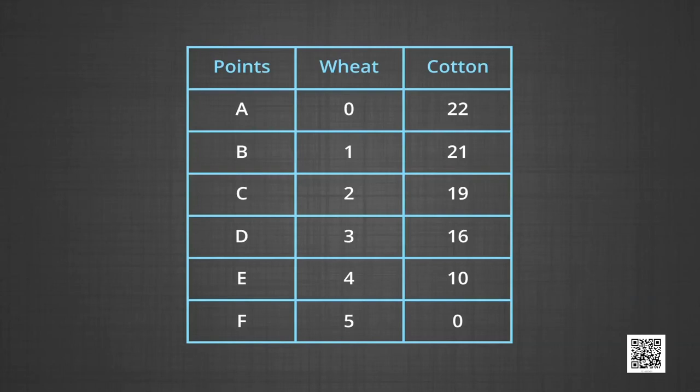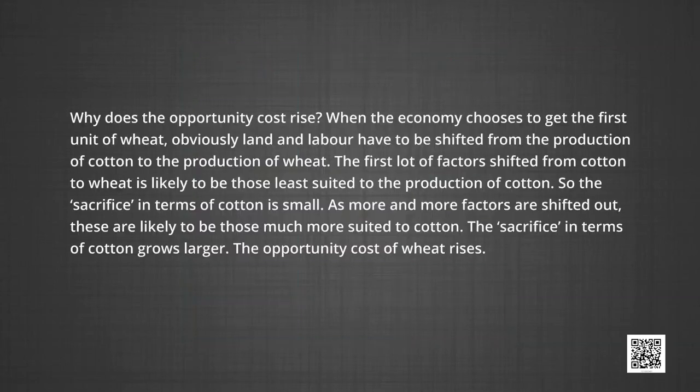Notice that to get the fifth unit of wheat, 10 units of cotton have to be given up. So the opportunity cost of wheat in terms of cotton is increasing. This gives the PPF its bowed out shape. Why does the opportunity cost rise?